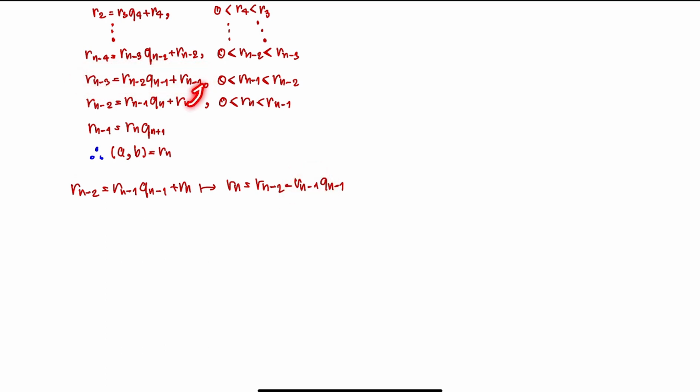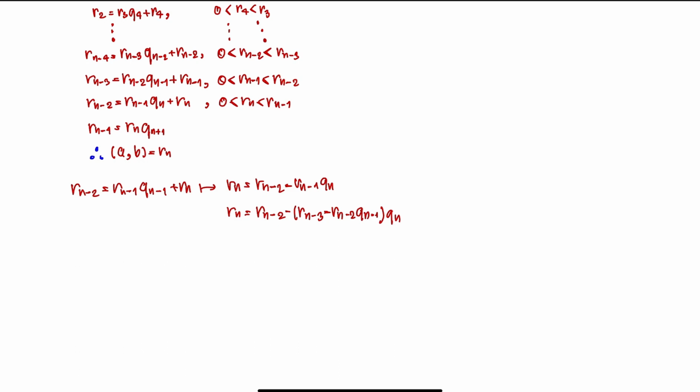Okay, the next equation here. So we have rn equals rn minus 2 minus, and rn minus 1 becomes rn minus 3 minus rn minus 2 times qn minus 1. I think I wrote this one wrong here, so this must be just qn.